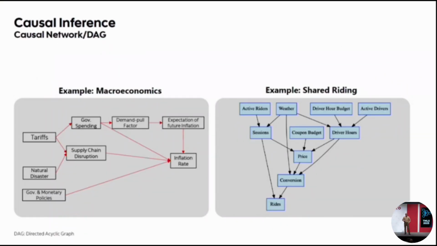So how do we represent causal discovery or causal inference? Using the causal network, or DAG, directed acyclic graphs. For example, I provided a couple of examples in a macroeconomics environment. So, for example, tariffs affect government spending, supply chain disruption; a natural disaster, that's an event, affects the supply chain disruption, and government spending affects the demand pull factors and so on. So the DAG is a good way to represent the causal relationship between the pair variables.